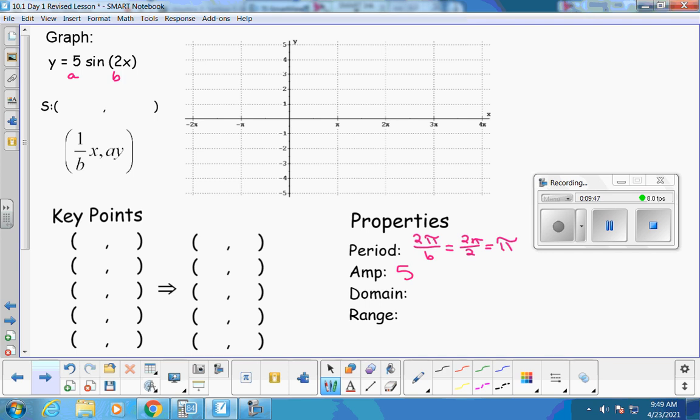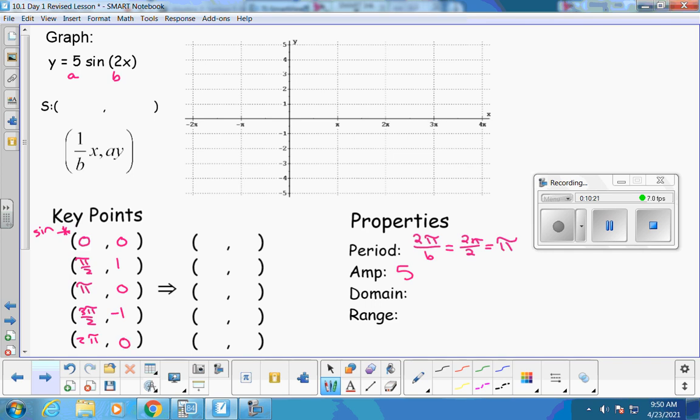What I have in this first column are my original key points of a sine graph without any change to them. If you remember right, from my key points in my sine graph, at 0 radians, sine is 0. At pi over 2 radians, sine is 1. At pi radians, sine is 0. At 3 pi over 2 radians, sine is -1. And at 2 pi radians, sine is 0.